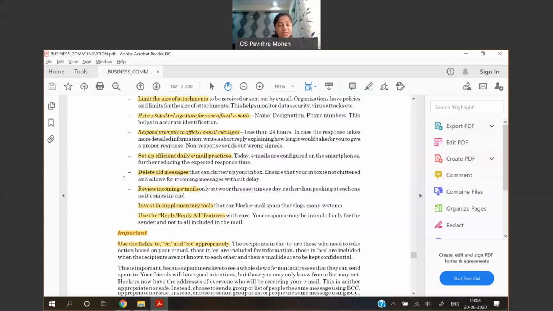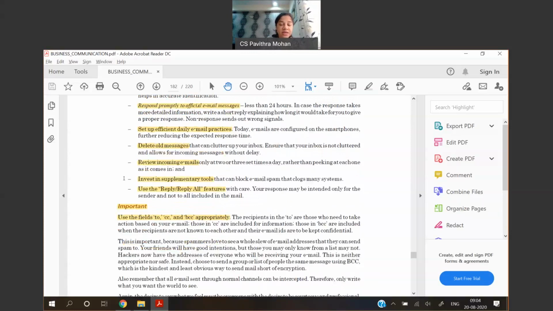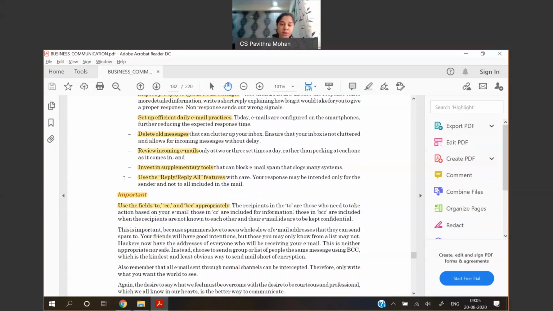So every day keep it as a habit where you go and check all your email. So it helps you to create a proper bonding. Okay, so it helps you to have a good relationship with your sender. Then delete all old messages if not required. Review incoming emails constantly and at a regular interval.